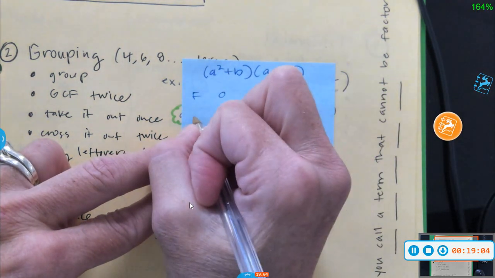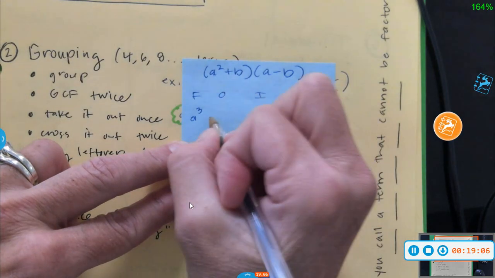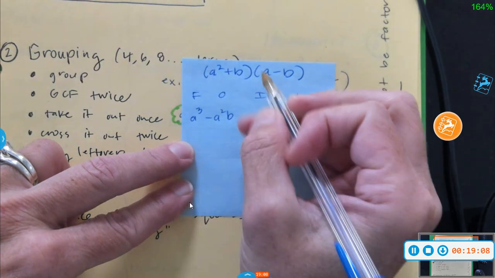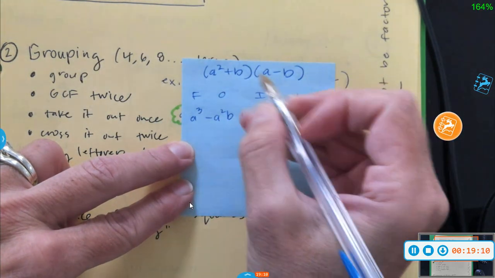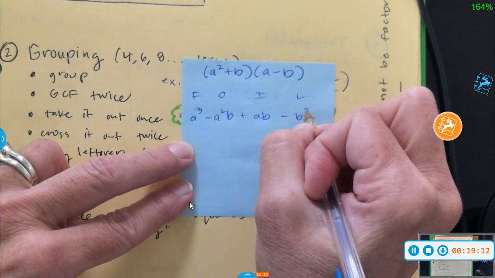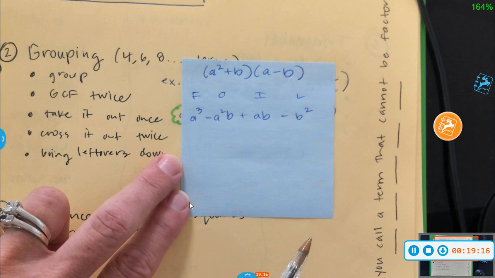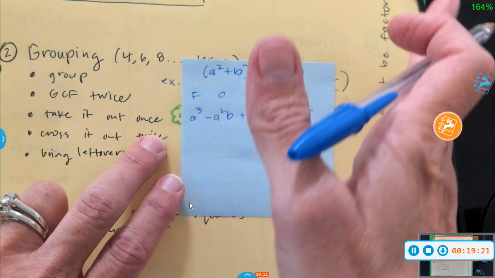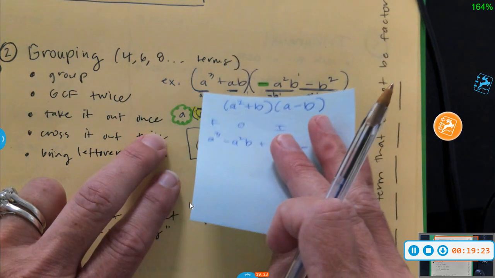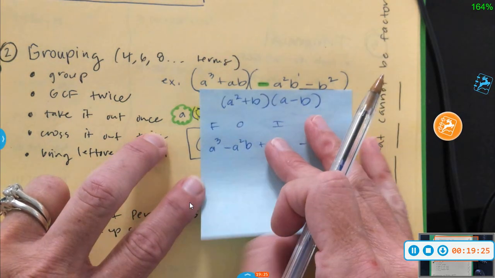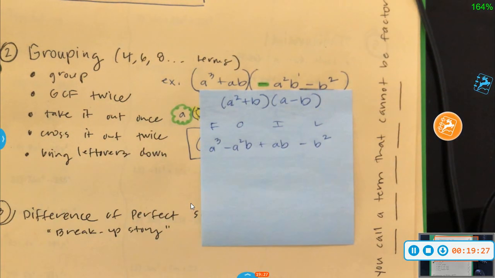A2 times A1 is A cubed. The outers would be minus A squared B. The inners would be AB, and the last would be minus B squared. None of these are like terms, so I can't combine anything. You don't have to write this down, but what you're going to end up with is where you started. So let's look at where we started. I just FOILed it, and I got the answer that I started with.